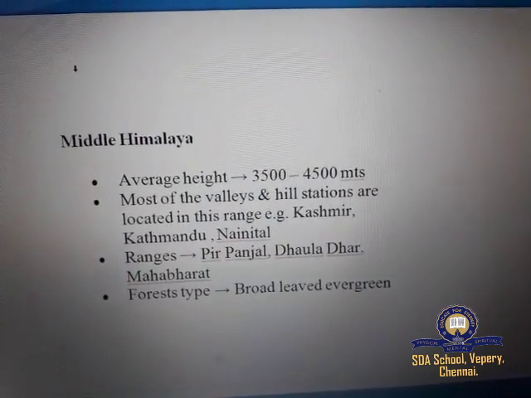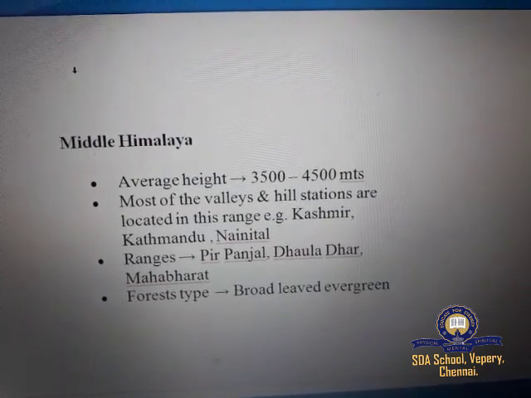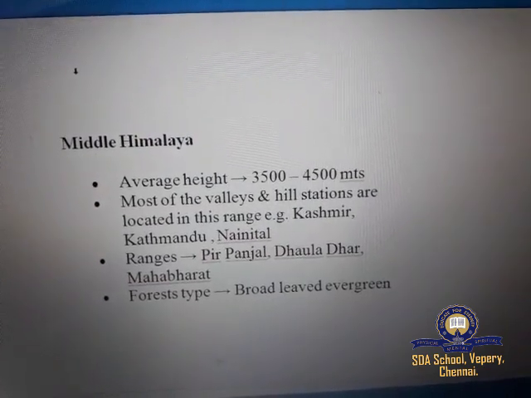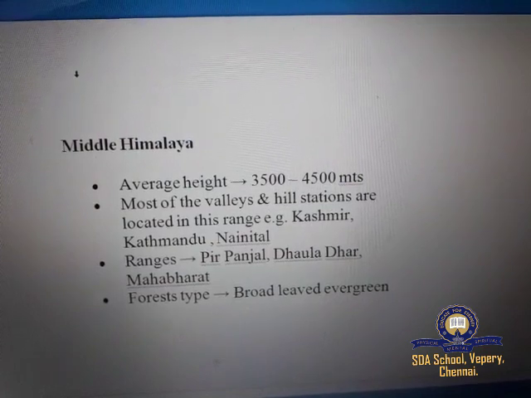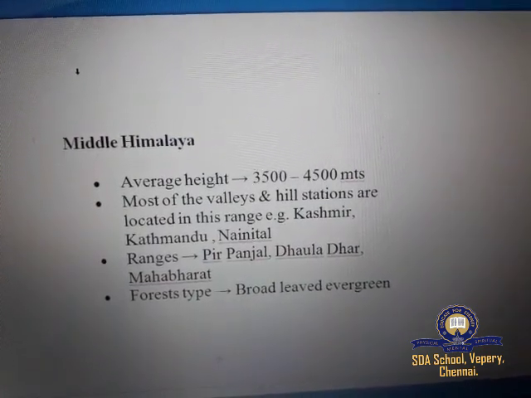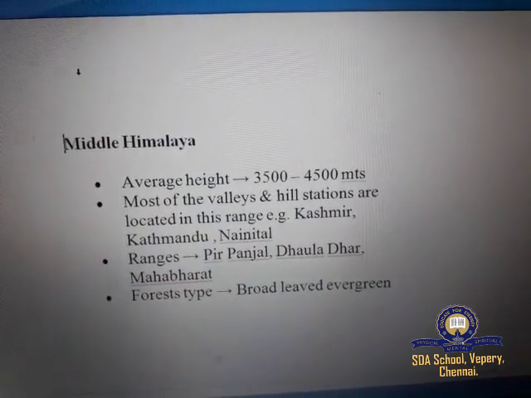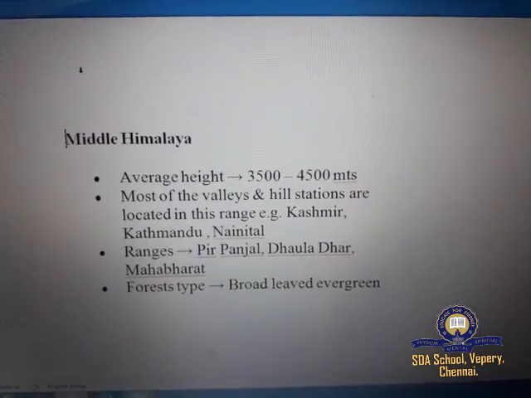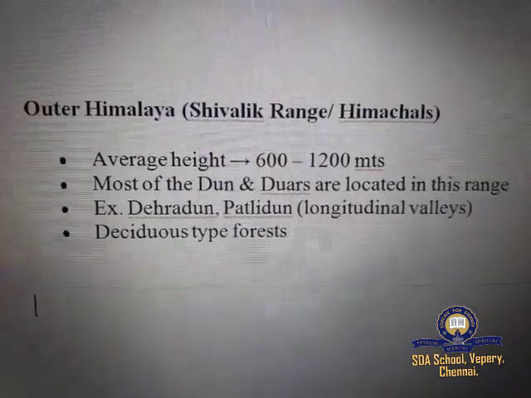The major hill stations of the Himalayas are located in this range: Shimla, Mussoorie, Nainital, Ranikhet and Darjeeling are the familiar ones.